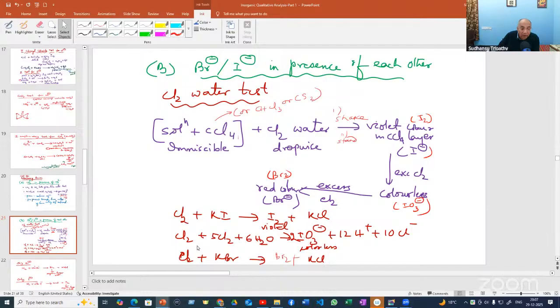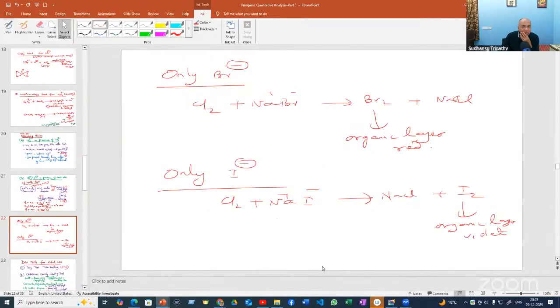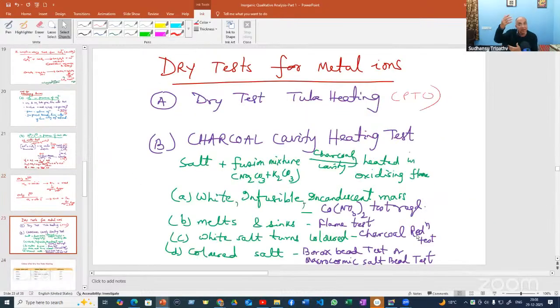The moment all the iodine goes as iodate ion, it becomes colorless. Then the bromide's turn will come and it will produce red-colored bromine. The organic layer will turn red. But in your book, it is only red for bromide and violet for iodide. That's it. From your book, I have said bromine gives a red organic layer and iodide a violet organic layer.